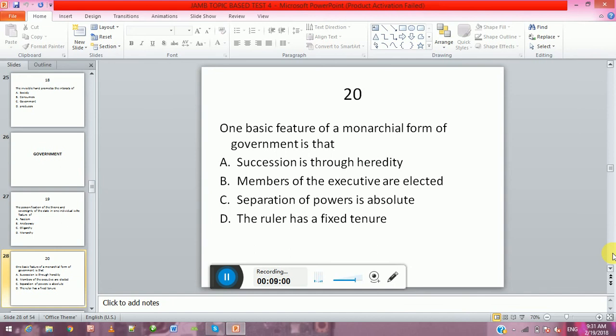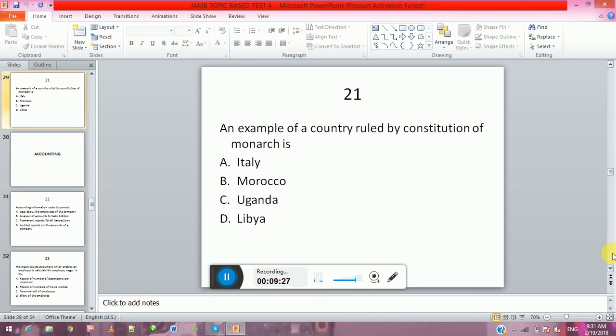One basic feature of a monarchical form of government is that A. succession is through hereditary. B. Members of the executive are elected. C. Separation of powers is absolute. D. The ruler has a fixed tenure. An example of a country ruled by a constitutional monarch is A. Italy, B. Morocco, C. Uganda, D. Libya.